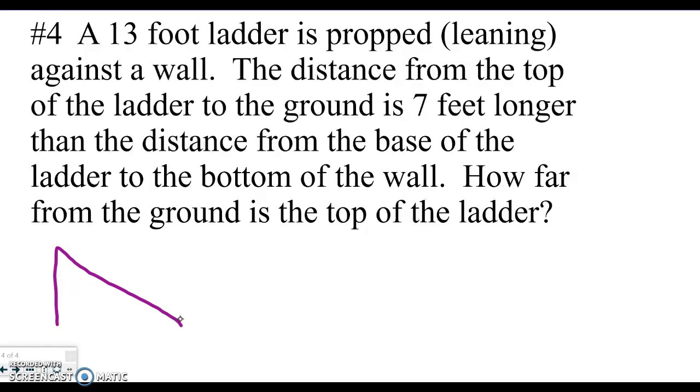It's telling me that the distance from the top of the ladder to the ground is 7 feet longer than the distance from the base of the ladder to the bottom of the wall. The base of the ladder to the bottom of the wall, there's our ground. This dimension, top of ladder to the ground, is larger by 7. This one is plus 7. Plus 7 to what?